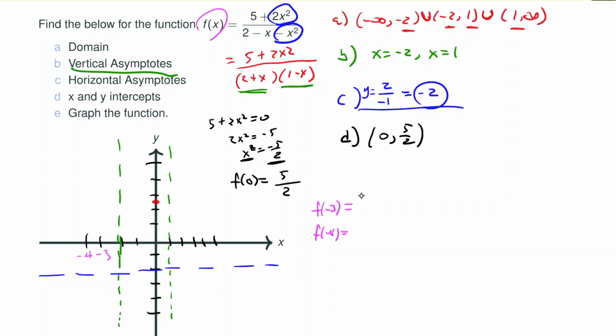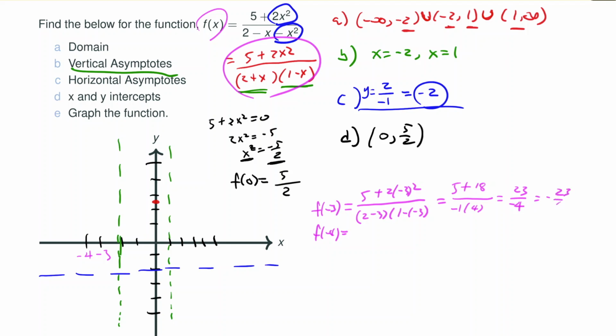When I plug in -3, I get 5 plus 2 times (-3) squared over, I can plug it here, easier calculation, 2 minus 3, 1 minus -3. I get 5 plus, that's 9, 18. -1 times 4 gives me 23 over -4. So -23 over 4, which is close to -6, but slightly bigger, right, since it's negative.